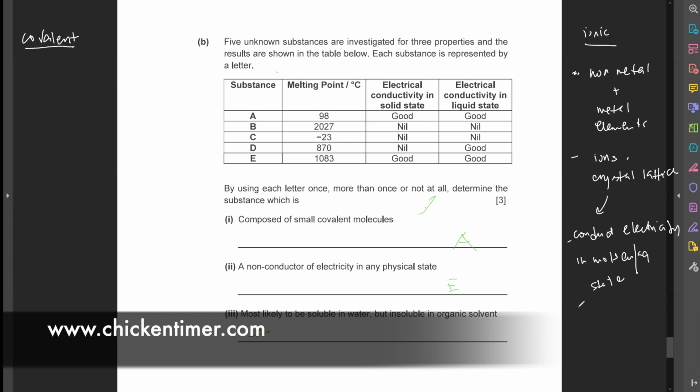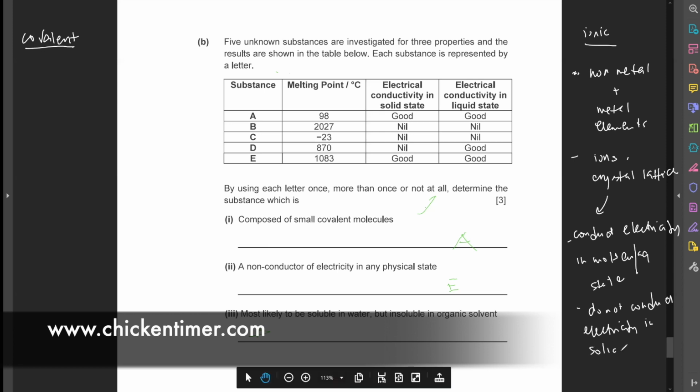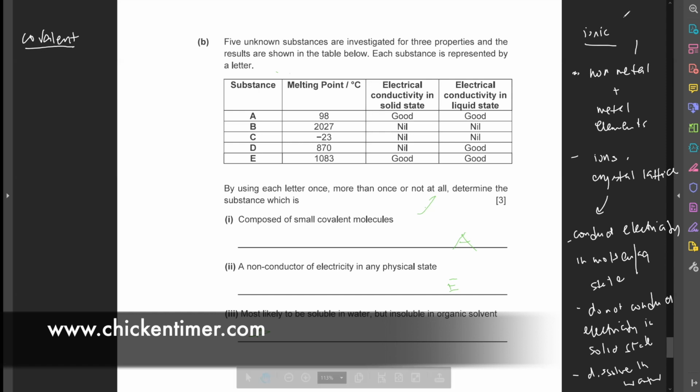Then they do not conduct electricity in solid state. Then they dissolve in water only. Then they also have high melting and boiling point. This is the ones that I can remember. Okay.